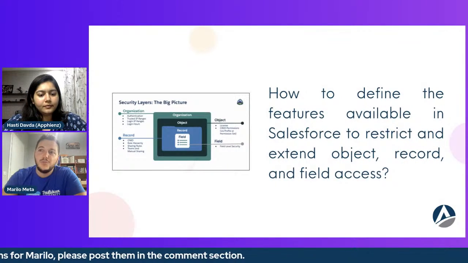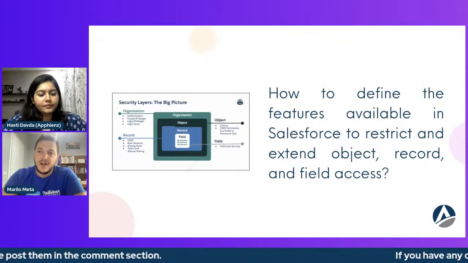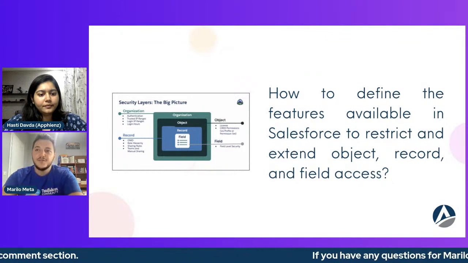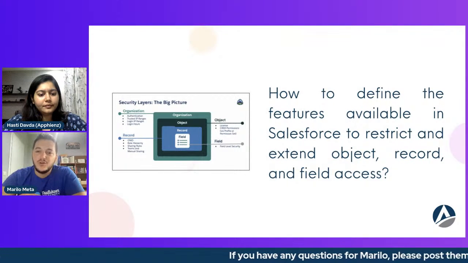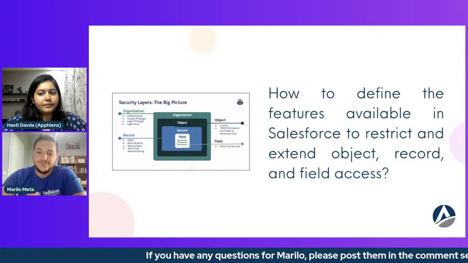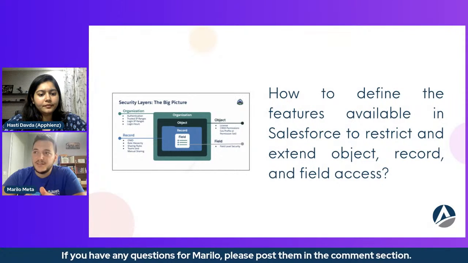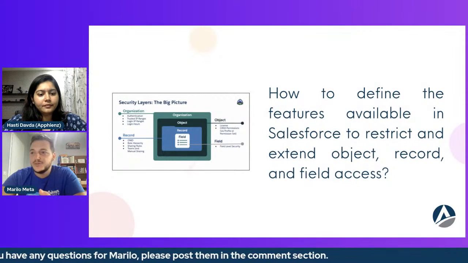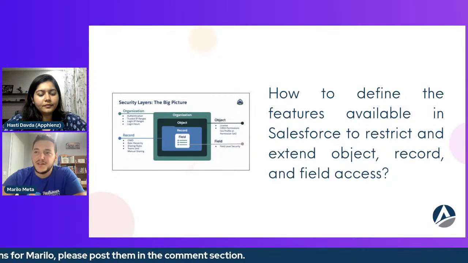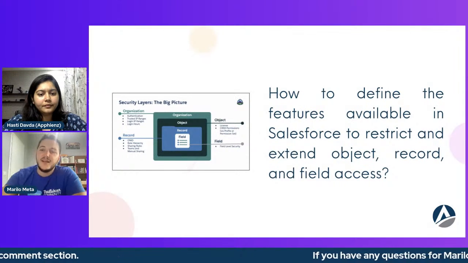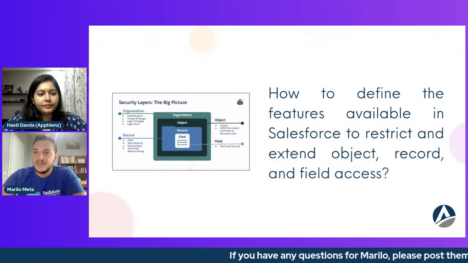And this is the way you open up access. So you start private with organization-wide default. You make it private, so you want only the people who created the records to see the record, to change it, to transfer the record, and then you open up access with role hierarchy. And this is vertical access, role hierarchy.